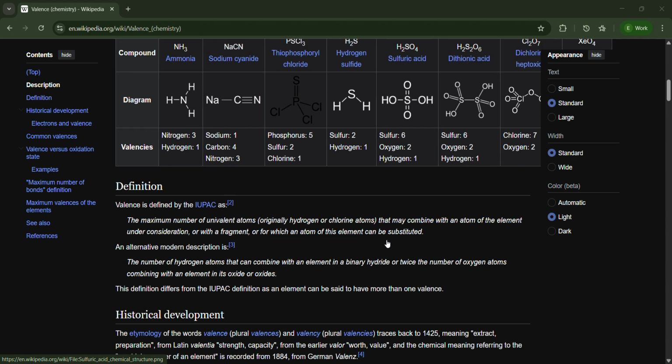So the IUPAC definition is the maximum number of univalent atoms, originally hydrogen or chlorine atoms, that may combine with an atom of the element under consideration, or with a fragment, or for which an atom of this element can be substituted. An alternative modern description is the number of hydrogen atoms that can combine with an element in a binary hydride, or twice the number of oxygen atoms combining with an element in its oxide or oxides. Okay, so this definition is pretty clear now.